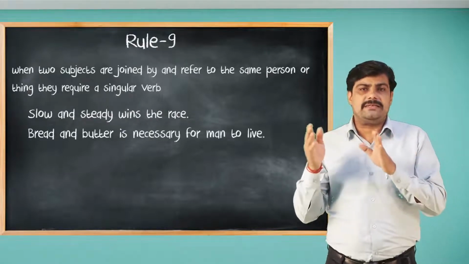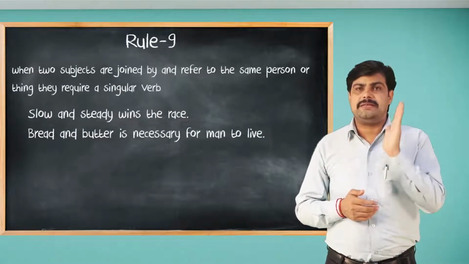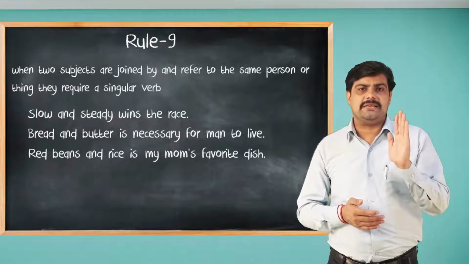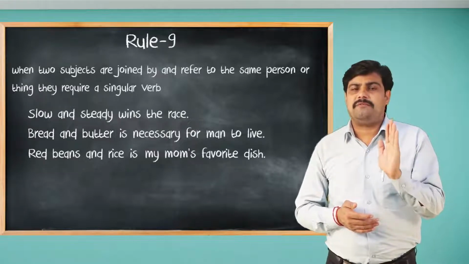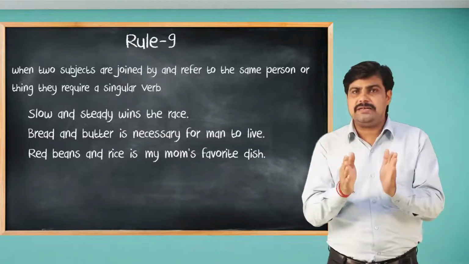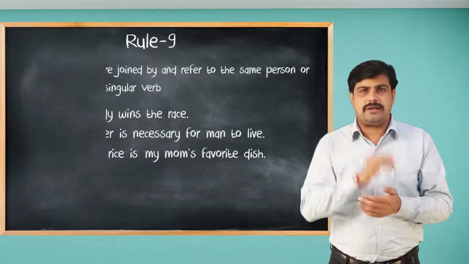Bread and butter is necessary for man to live. Bread and butter is representing one thing, that is food. Red beans and rice is my mom's favorite dish. So red beans and rice is one dish representing one thing. So the verb used is singular here.